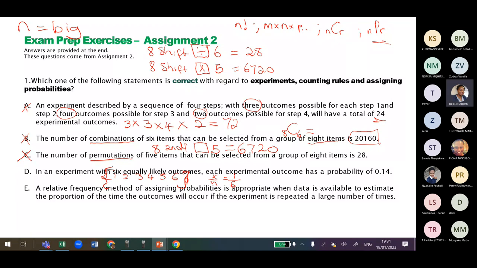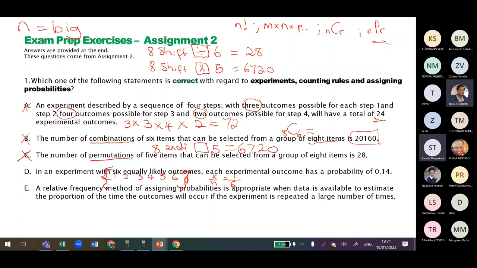Calculating the probability that an outcome comes out from a 3 will be 1 because there is only one 3. For a 4, it will be 1. For a 5, it will be 1. For a 6, it will be 1. So it will always be 1 over 6. Hence, in this experiment with six equally likely outcomes, each outcome will have the probability of this.